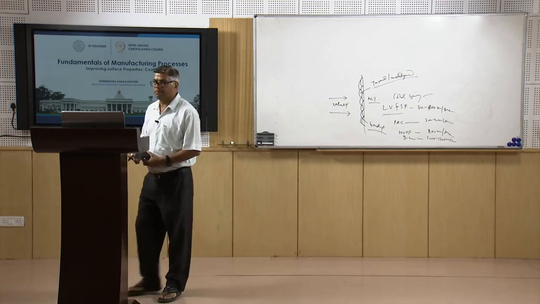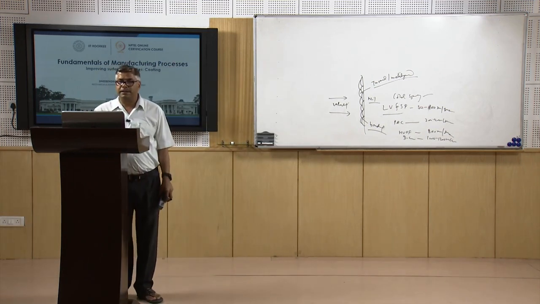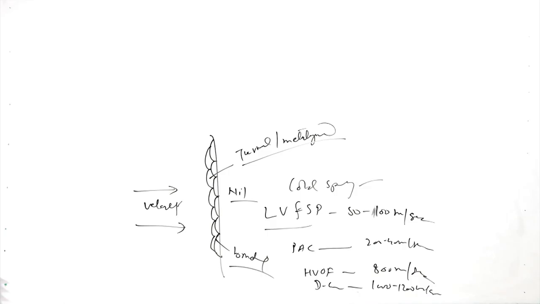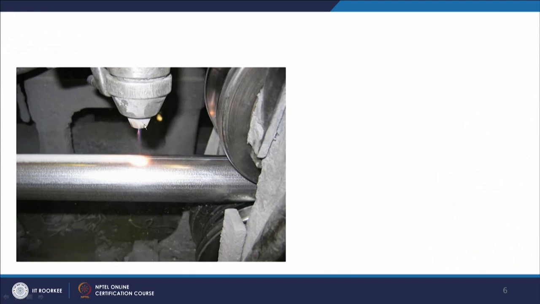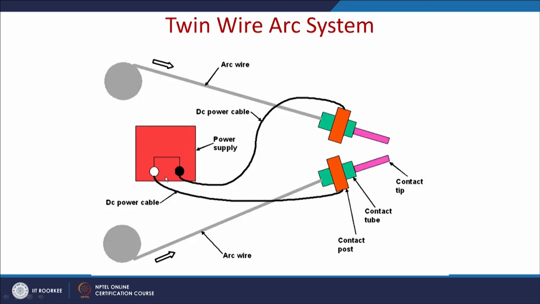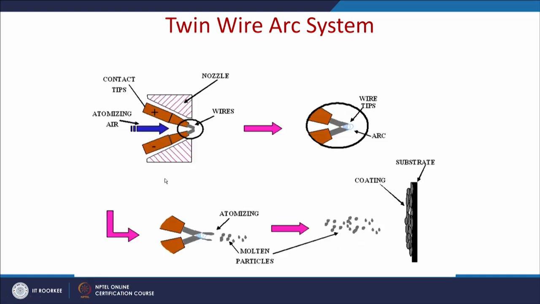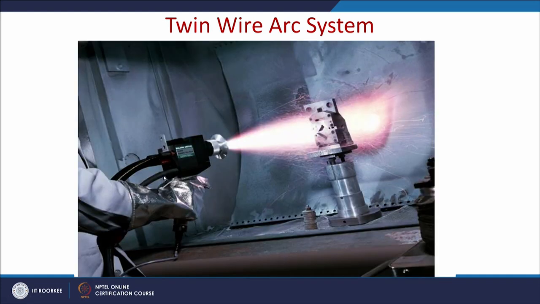This is the process showing the material being deposited with the help of this spray process over the surface of the substrate. Here the substrate is continuously rotated or the spray torch is moved as per the requirement, so that the suitable material is deposited over the surface of the component which is to be modified. This is another process, I will come to this one later.